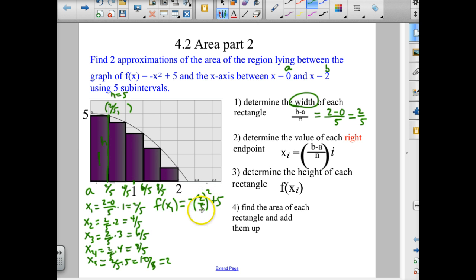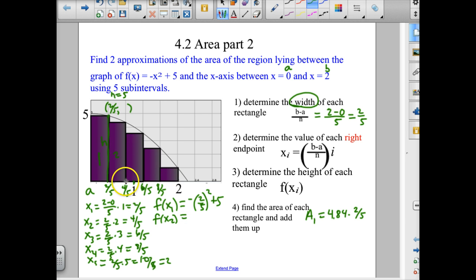So 4/25 negative 4/25 plus 5 is 4.84. So the area of rectangle number 1 is 4.84 times the width of it, which is 2/5. So this is the height, that's the width, and that's the area. So let's find the height of rectangle number 2.